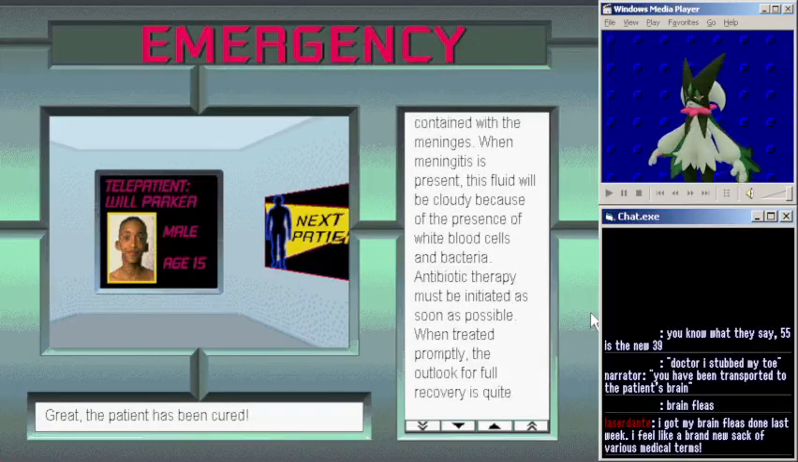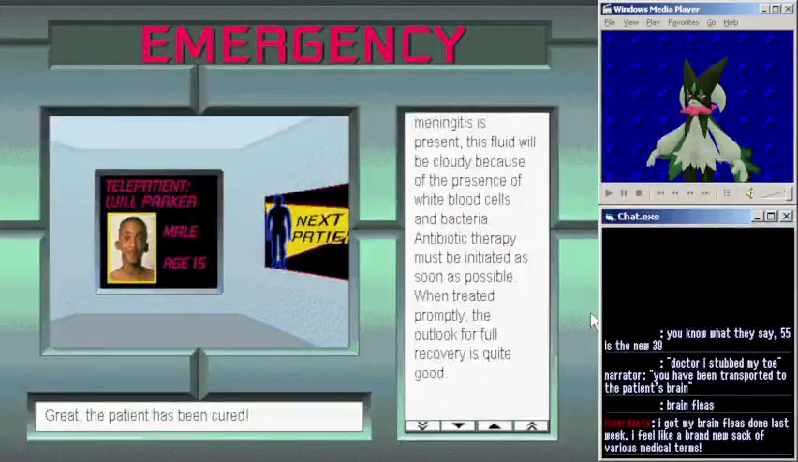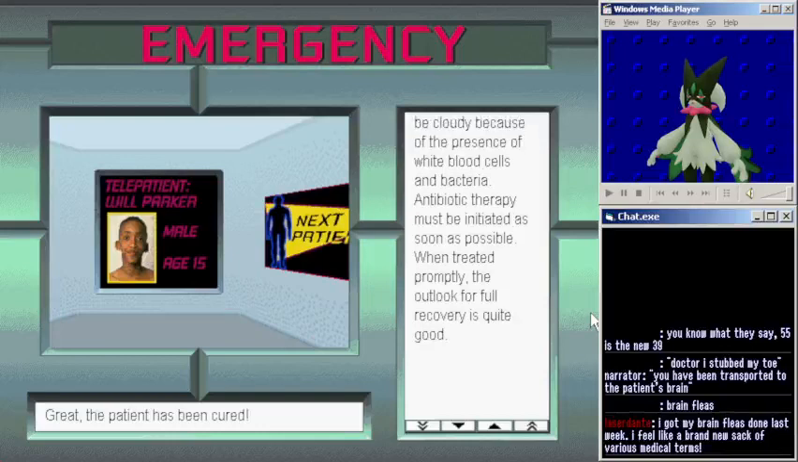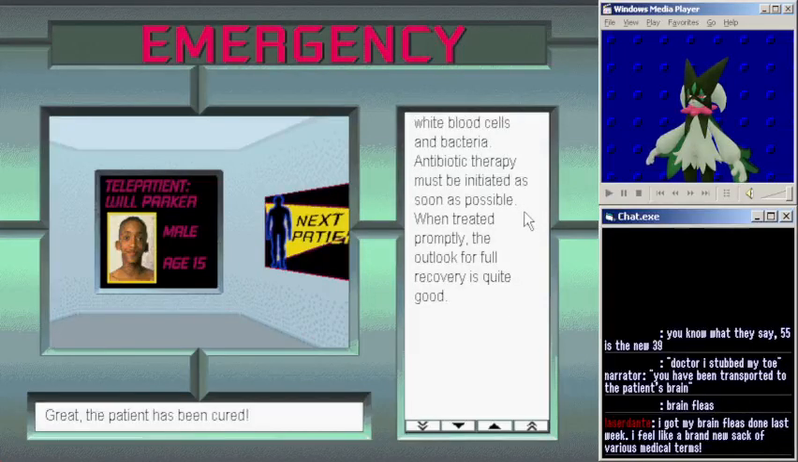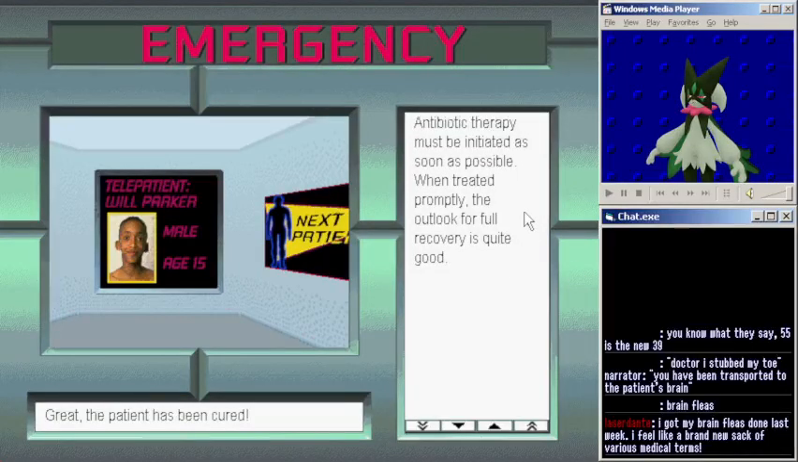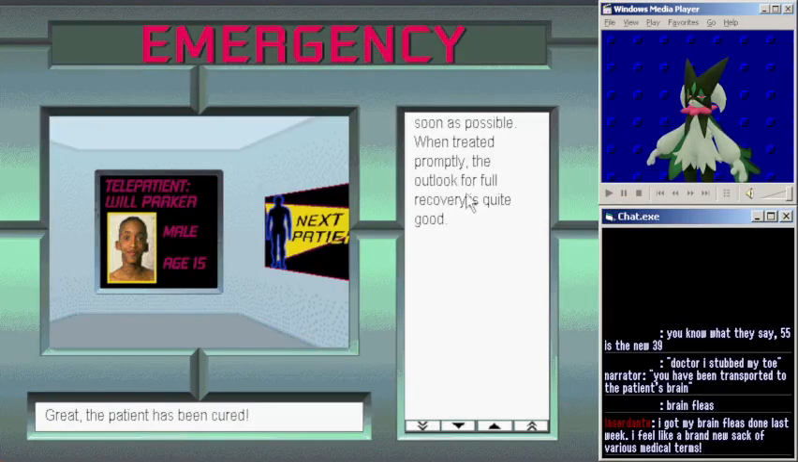Can be cloudy because of the presence of white blood cells and bacteria. Antibiotic therapy must be initiated as soon as possible. When treated promptly, the outlook for full recovery is quite good.